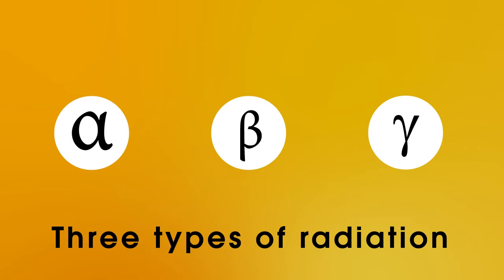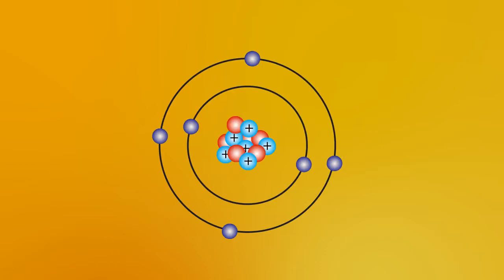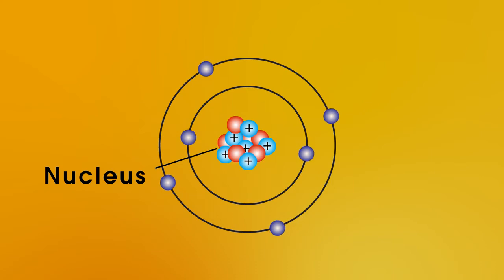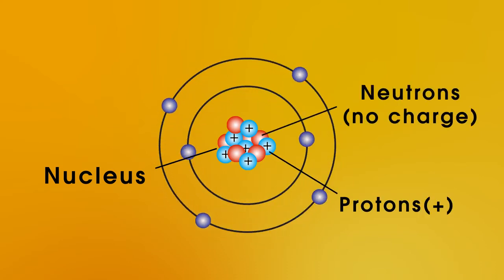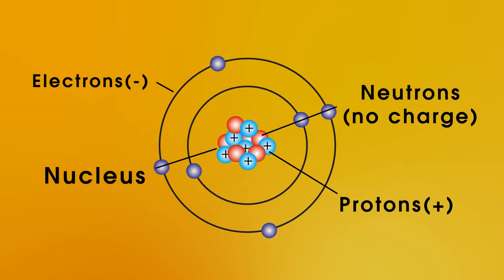So, let's look at this process in some more detail, and we'll start by recapping what an atom actually is. On screen now is an atom of carbon. In the nucleus, the centre of the atom, we have protons and neutrons. Protons have a positive charge and neutrons have no charge at all. Whizzing around the nucleus are electrons, and they have a negative charge. In an atom, there's the same number of protons as electrons, meaning an atom is neutral overall.